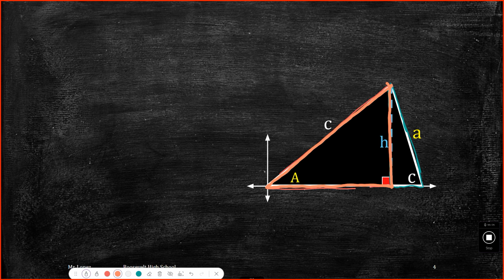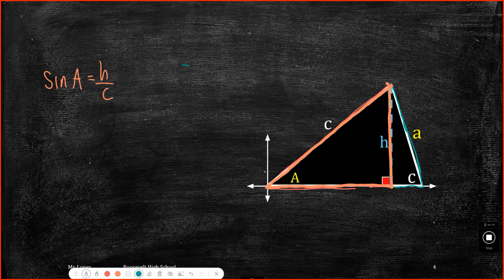What is the sine of angle A? Anybody? What is sine of angle A? H over C. Everybody, we're looking at this right triangle, and we just did opposite over hypotenuse, H over C. So this is going to be H over C. Now we're going to do the other one for C.